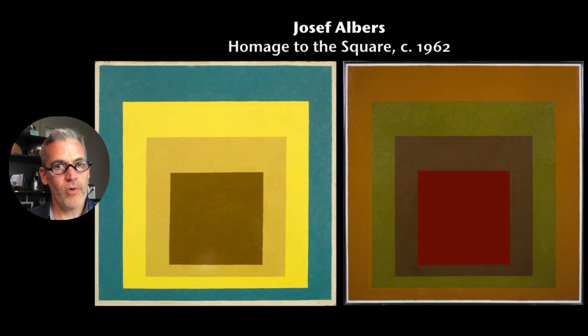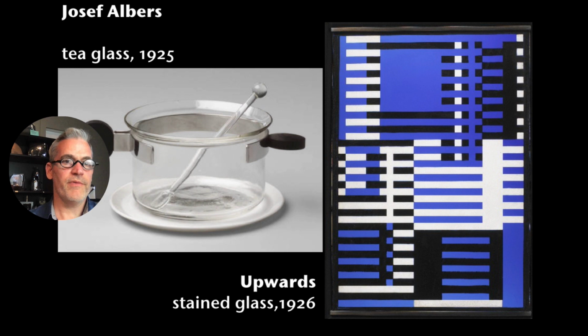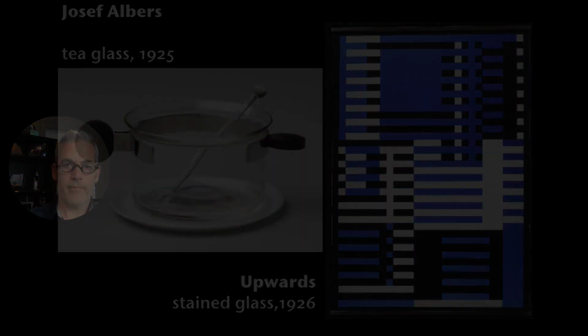You also may remember him from your reading about the Bauhaus. He designed the famous tea glass for the Bauhaus, which is a symphony of geometry, of circles, and it's glass and metal and everything you want from a Bauhaus object. He worked mostly at the Bauhaus, though, in fine art in the glass studio using etched and tinted glass.